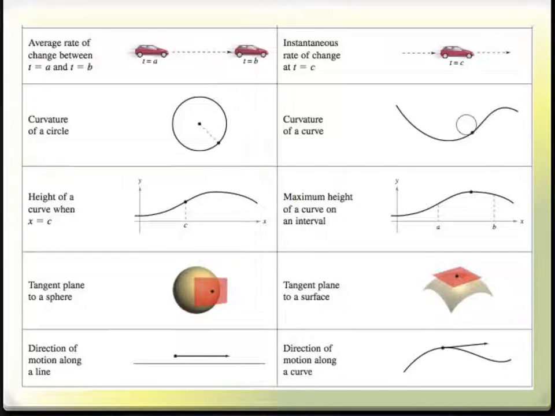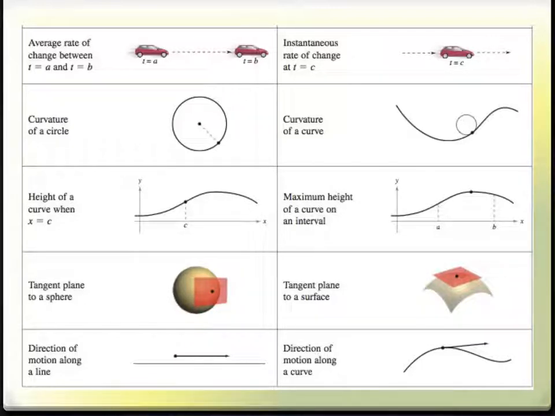Without calculus, you can calculate the average rate of change. Right, how long it took me to get somewhere, how far I was driving, and so I can get an average speed that I went. With calculus, you can find instantaneous rates of change. That is, how fast is something happening right now, not over a span of time. Without calculus, you can find the curvature of a circle. With calculus, you can actually find the curvature of a curve.